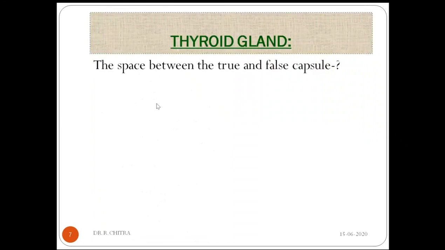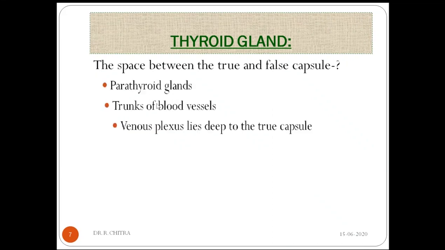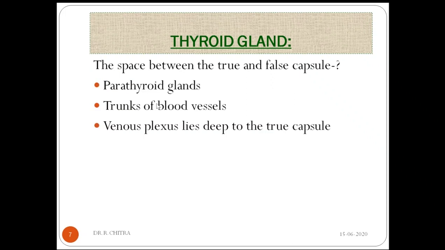So there is a space between the true capsule and the false capsule. What are the structures in between this true capsule and the false capsule? Parathyroid glands, along the posterior borders of the lobes, will be present. Trunks of the blood vessels supplying the thyroid gland.